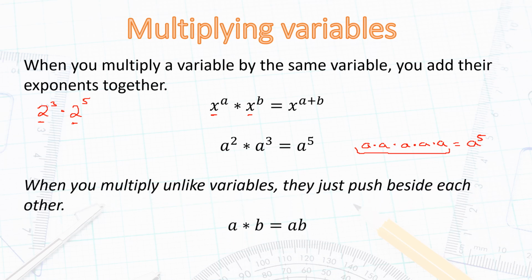If the variables do not match, the base values do not match, then they simply just slide in next to one another, and that implies that they are multiplied. So nothing else you need to do. Same thing with the last one, x squared y times ab would just be ab x squared y.